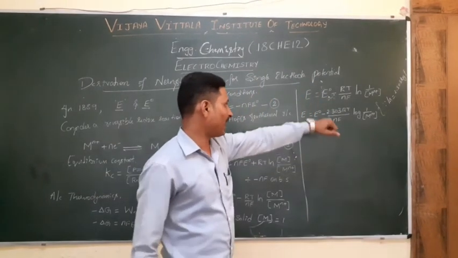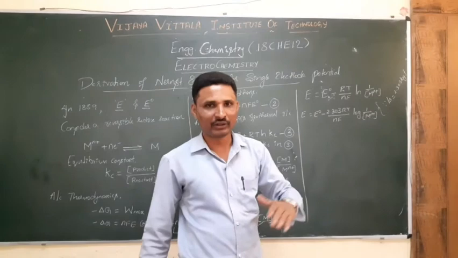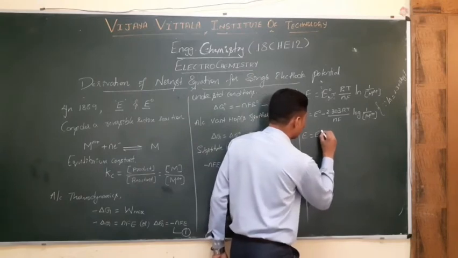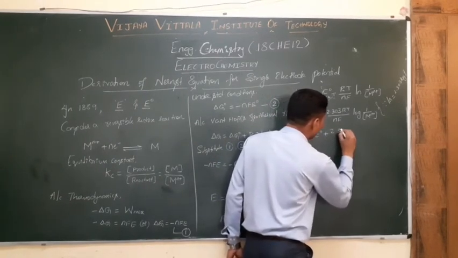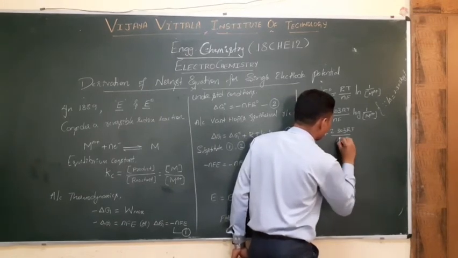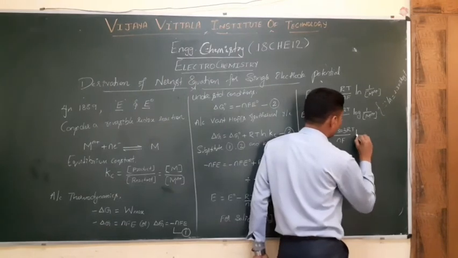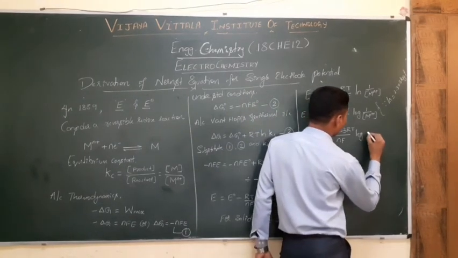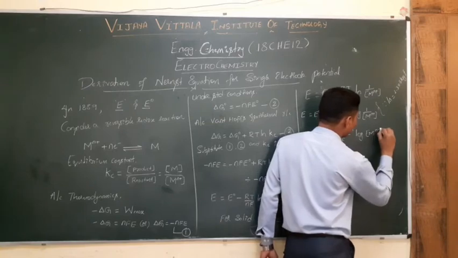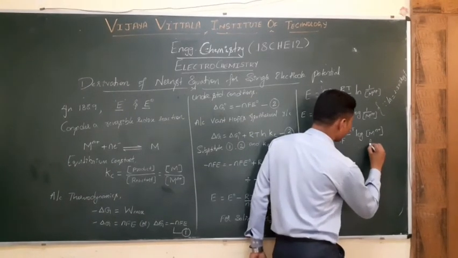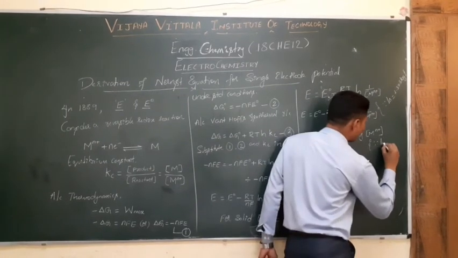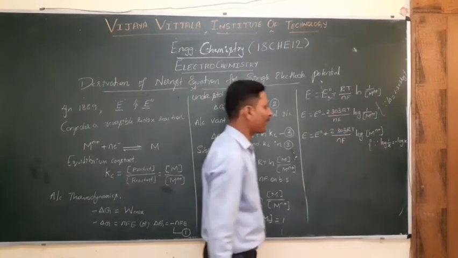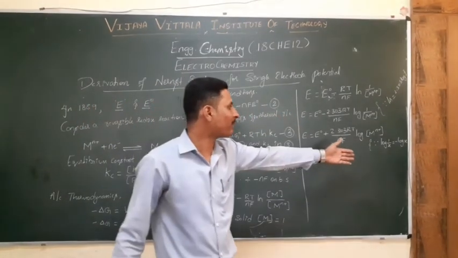Okay, and we know the log 1 by x formula. So log 1 by x is equal to minus log x. We can write here E is equal to E naught plus 2.303 RT by NF into log molar concentration of Mn+. This is because log 1 by x is equal to minus log x, right? Or log 1 by m is equal to minus log m.